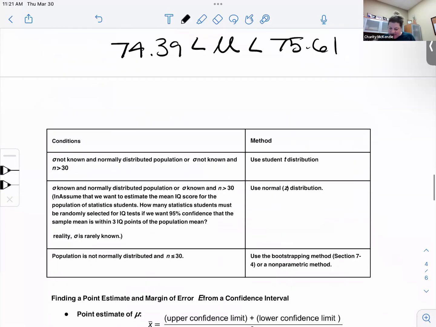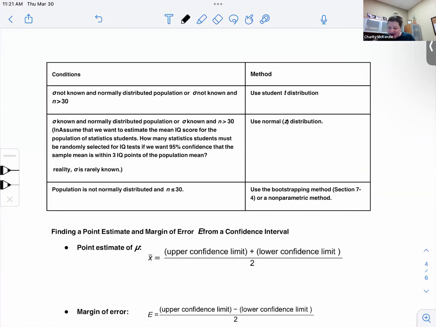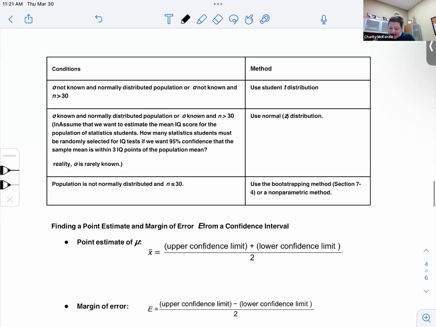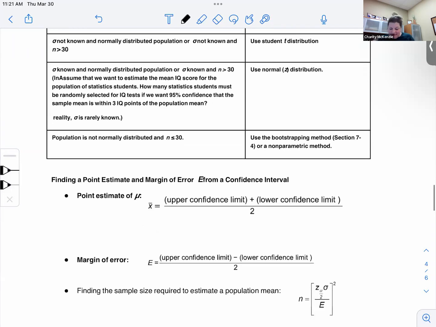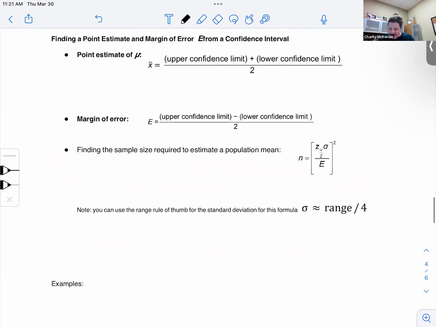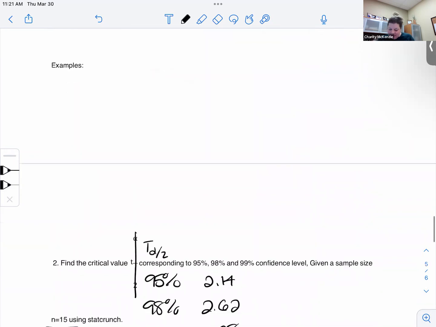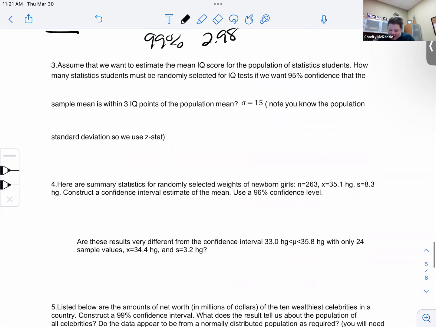All right. This one goes through kind of that idea of T and Z, if you know that standard deviation, kind of in words for you. Sample size, we already did that part.